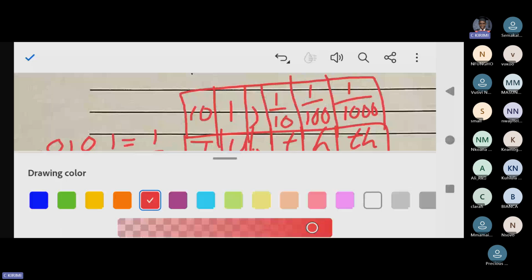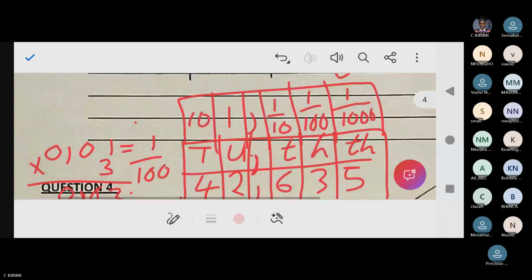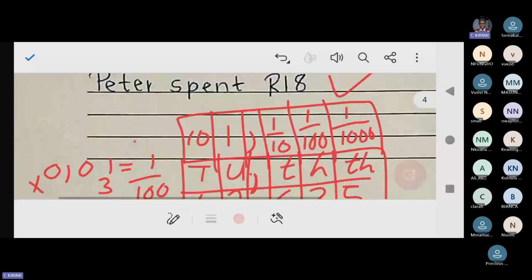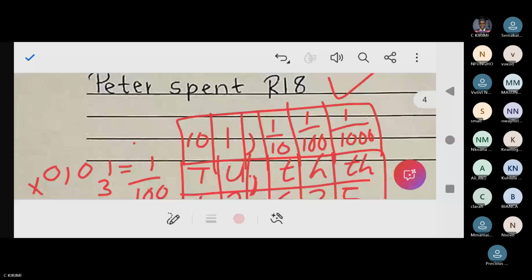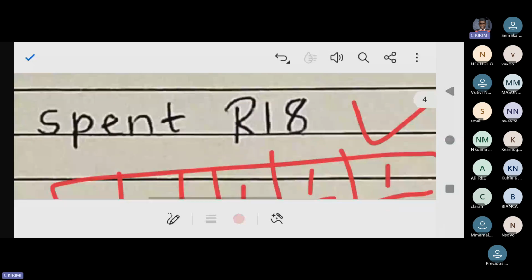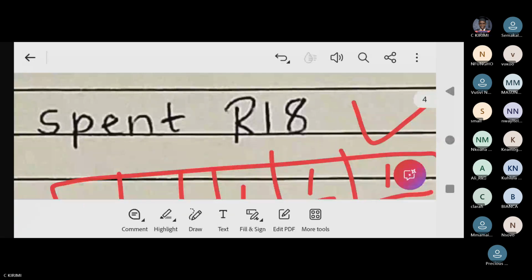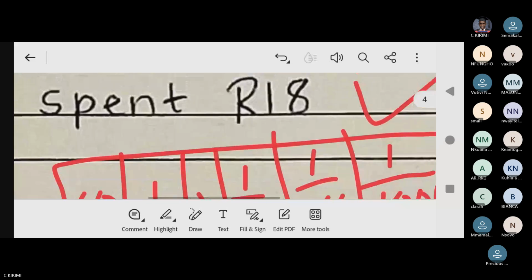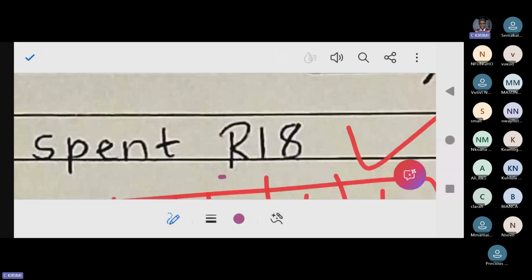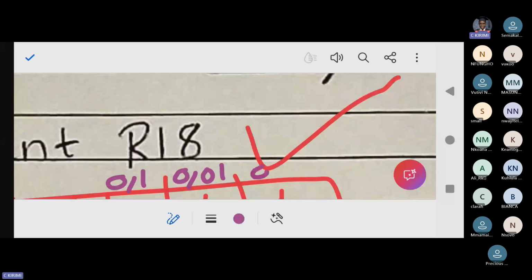And then as a decimal, remember it's 0,01. Let's put it as a decimal here so that you can see. So this will be 0,1. 0,1 as a decimal. Then as a decimal, this will be 0,001, 3 decimals when you are dealing with this.